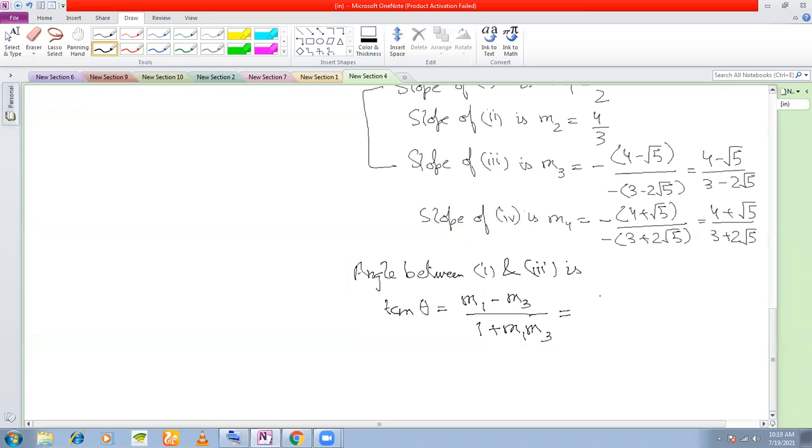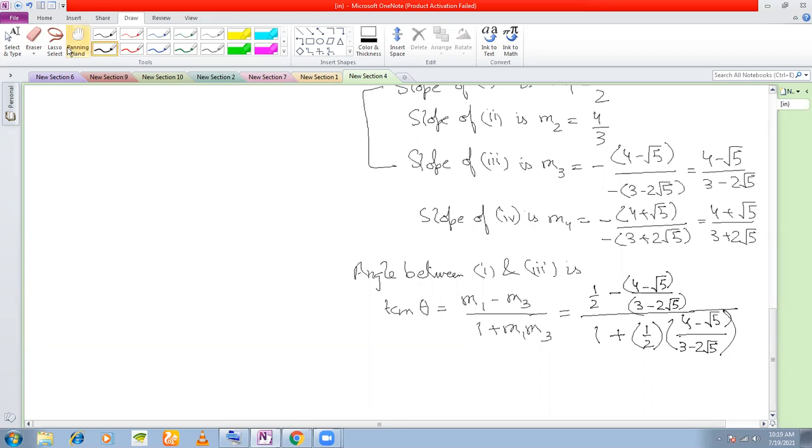So we put the values. Sorry, M1. M1 here is half, minus 4 minus root 5 divided by 3 minus 2 root 5, divided by 1 plus m1 into m3, 4 minus root 5 divided by 3 minus 2 root 5.